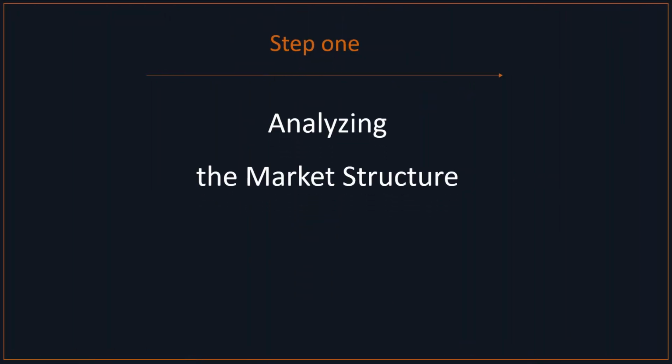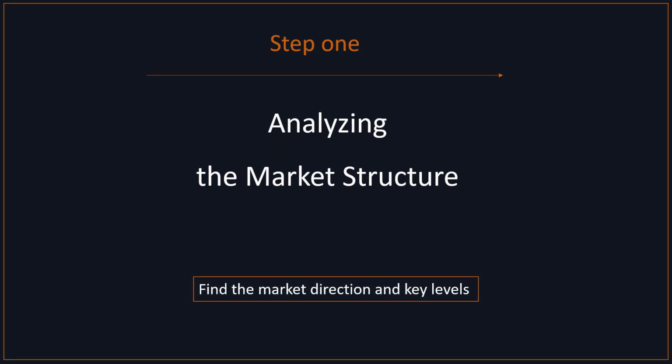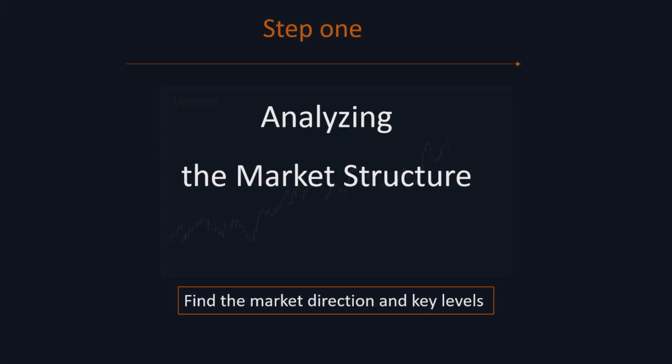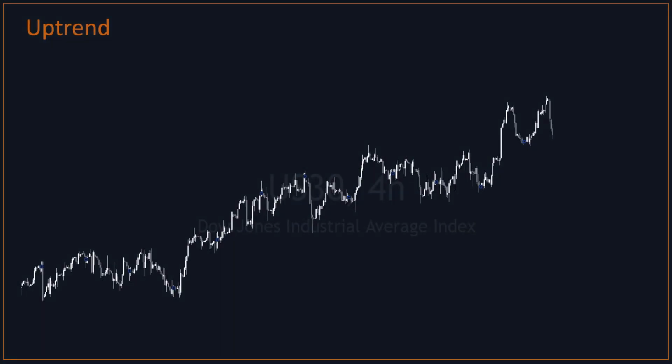Step number one, analyzing the market structure. When we analyze the market structure, we want to find the direction and key levels. We want to find out if the market is in an uptrend or a downtrend, because we want to be trading with the dominant trend. All right. Let's move on.